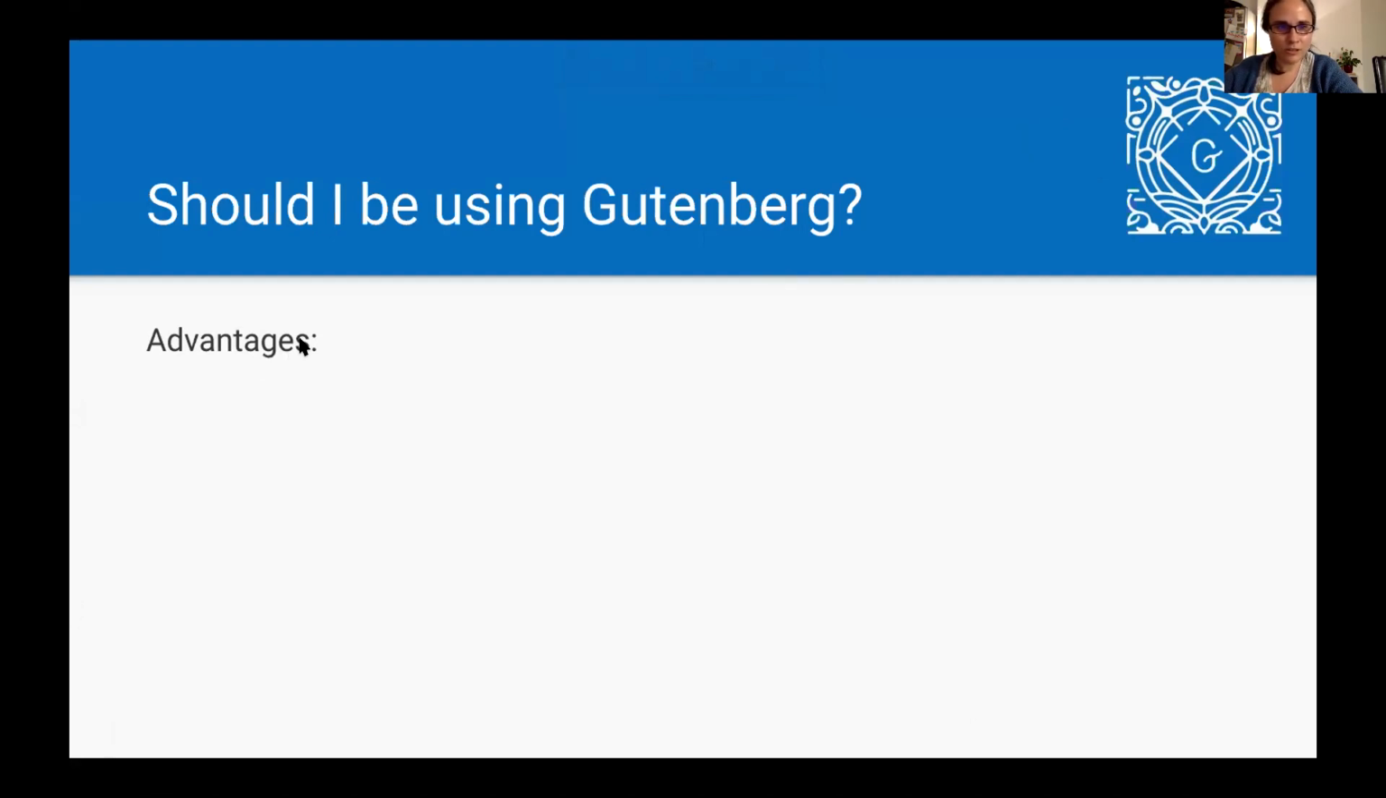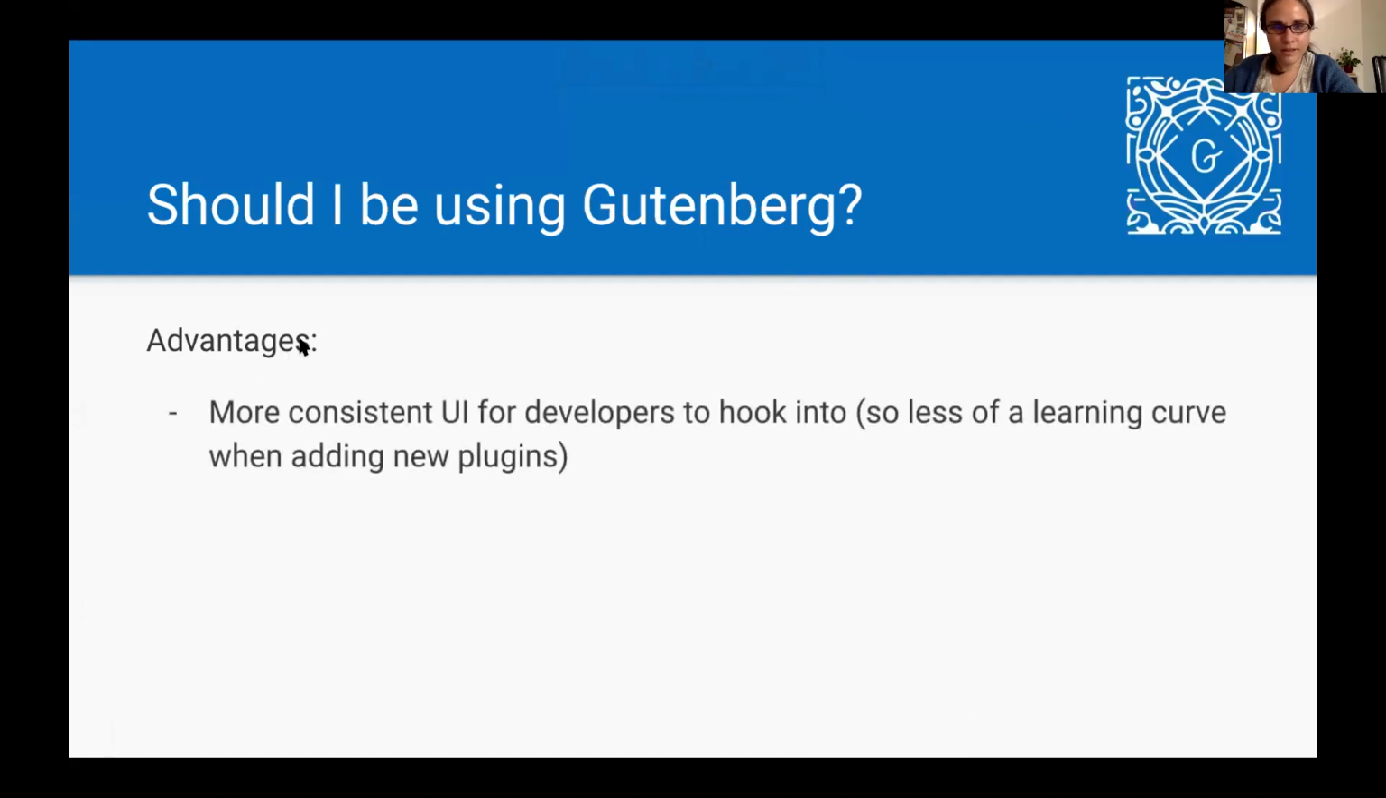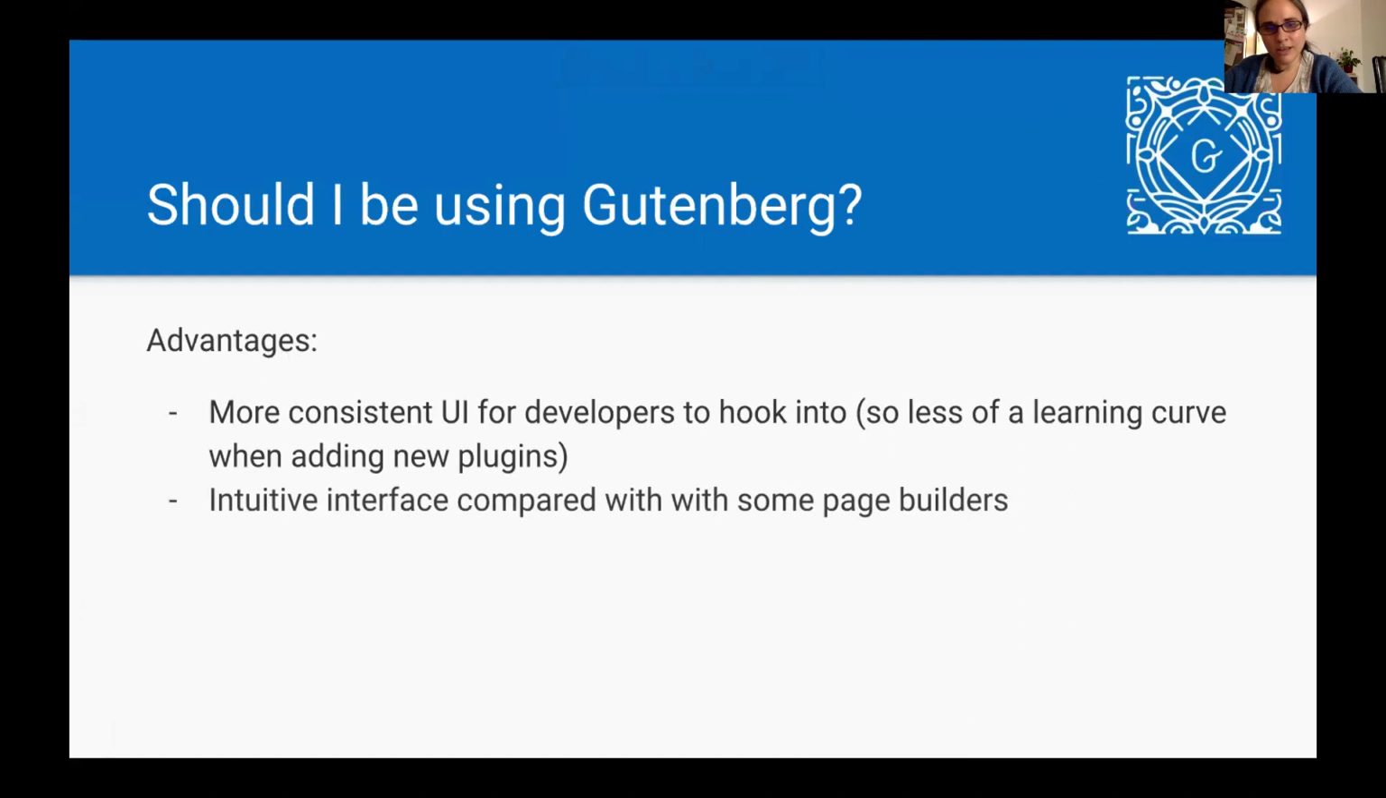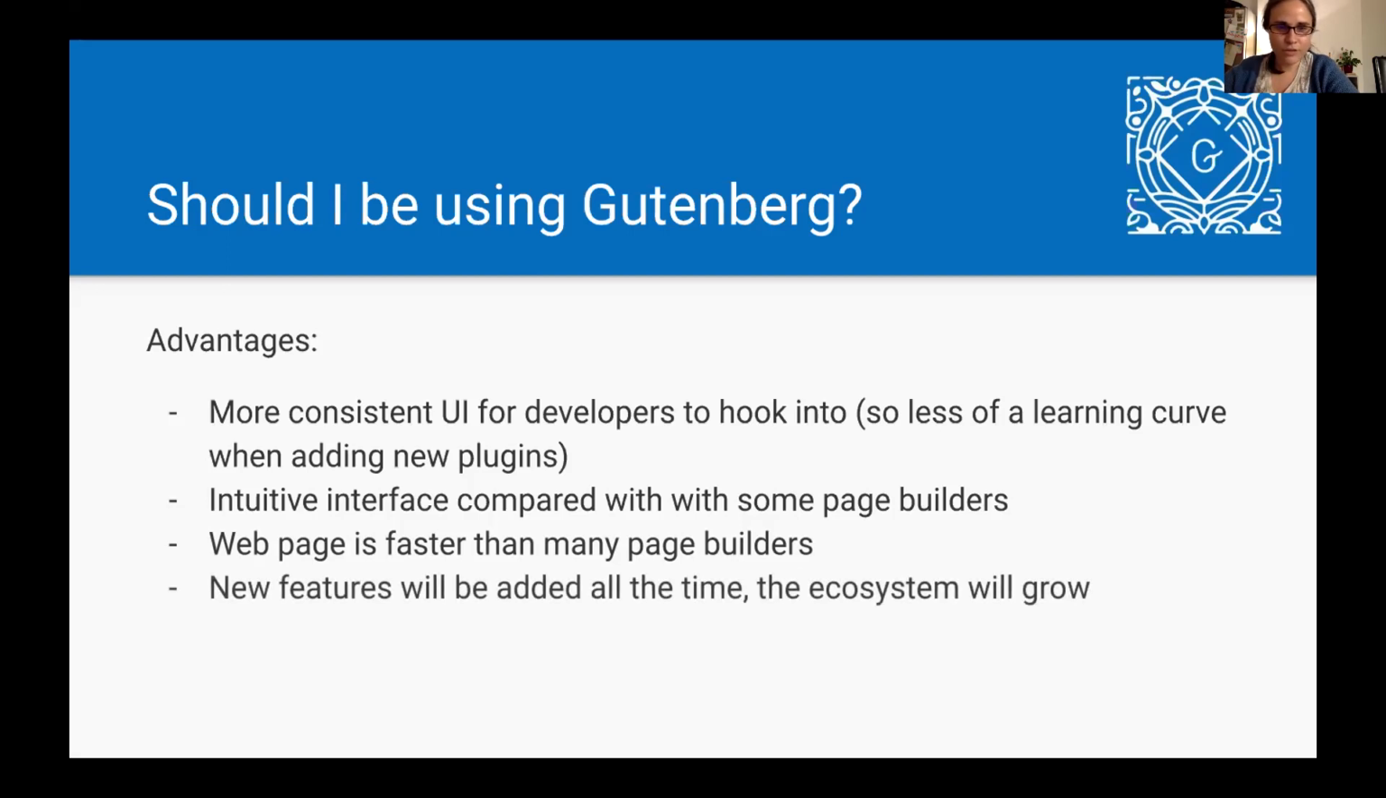The advantages of using Gutenberg are a more consistent UI for developers to hook into, and less of a learning curve when adding new plugins. It's usually got a more intuitive interface compared to some page builders, although if you're used to a page builder, perhaps that's not a big issue for you. The web page is usually faster than with many page builders because they can add a lot of JavaScript and CSS to the front end. New features will be added all the time, so the ecosystem will grow and it will be more fully featured in the future. It's not as fully featured as other page builders at the moment. And it's not tied to one framework, as it's all native to WordPress, which is an advantage.